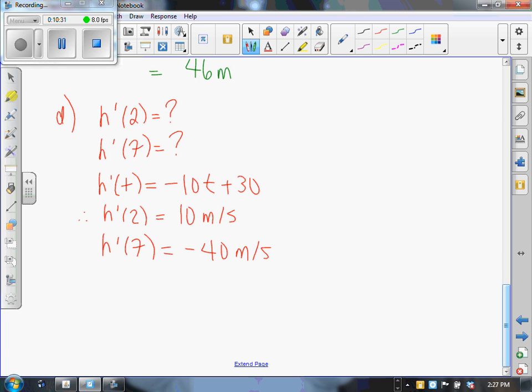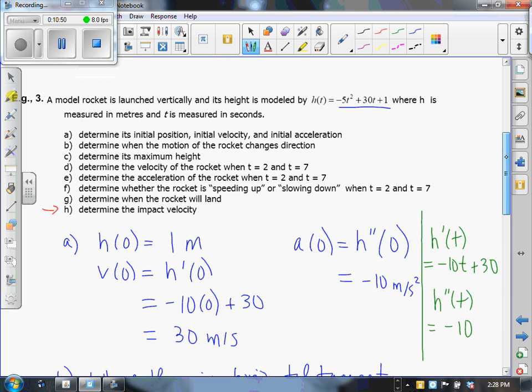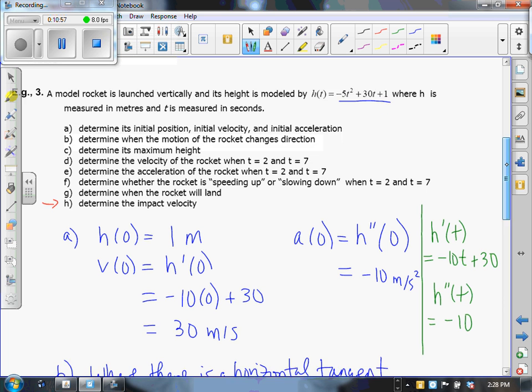The next question we need to ask ourselves is, is that a valid number for the context? If the rocket impacts or lands prior to 7 seconds, we know that h prime at 7 does not exist. So let's move forward and see if that's applicable. Not yet, but let's have a look at part E.